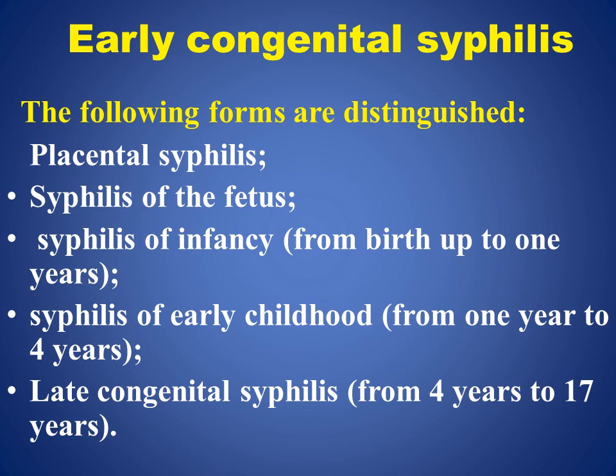Early congenital syphilis. The following forms are distinguished: placental syphilis, syphilis of the fetus, syphilis of infancy from birth up to 1 year, syphilis of early childhood from 1 year to 4 years, and late congenital syphilis from 4 years to 17 years.